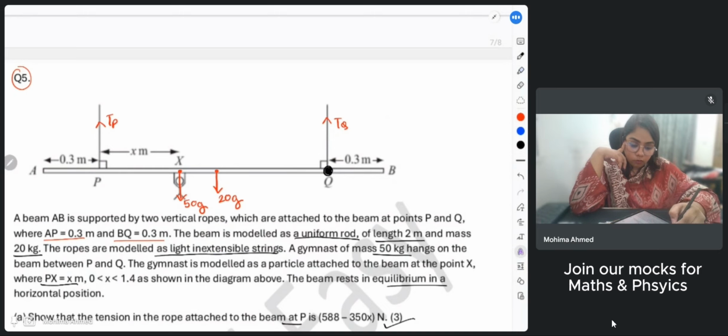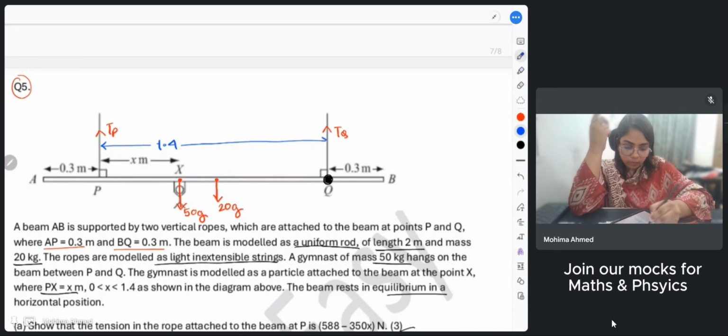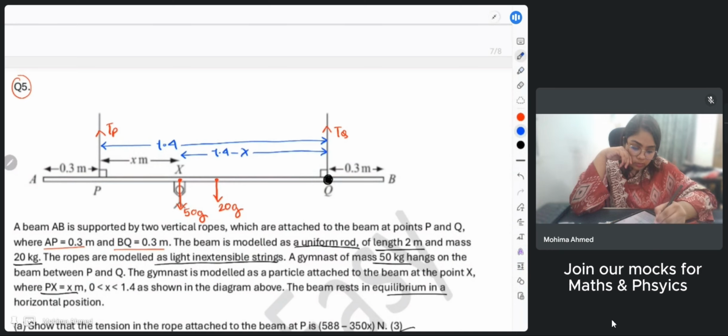From point P to Q, the length is 1.4, because the entire 2 minus 0.3 minus 0.3 gives this distance of 1.4. Let me write it down. This distance is 1.4. And from point Q, another distance has to be measured to the gymnast, which is going to be 1.4 minus x meters. Another distance has to be measured from the center to the point Q, which is going to be 0.6. Why? Because the weight acts from the center.